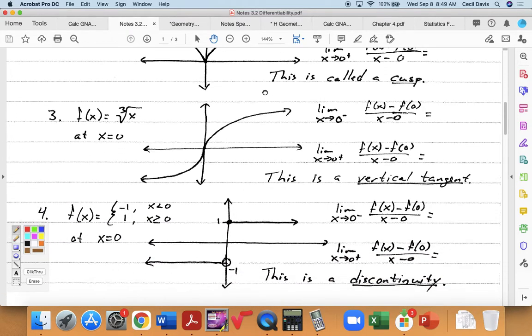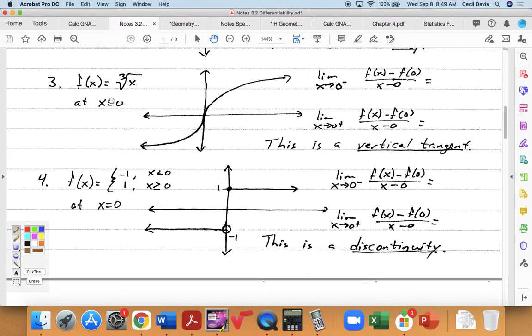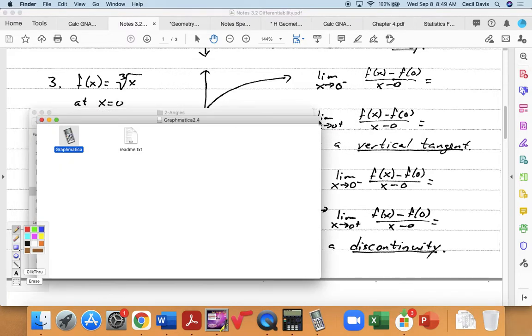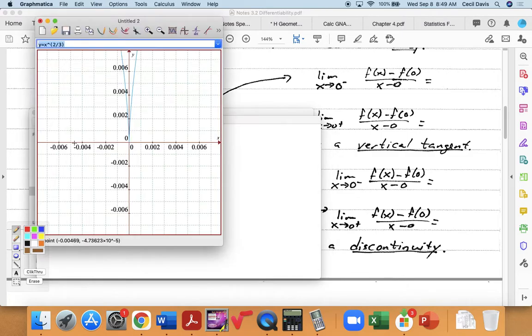All right, let's take a look at this one. f of x is equal to the cube root of x at x equals 0. Well, let's take a look at that one as a graph. There are some days when you're like, what do you mean you can't be opened? It's already open.